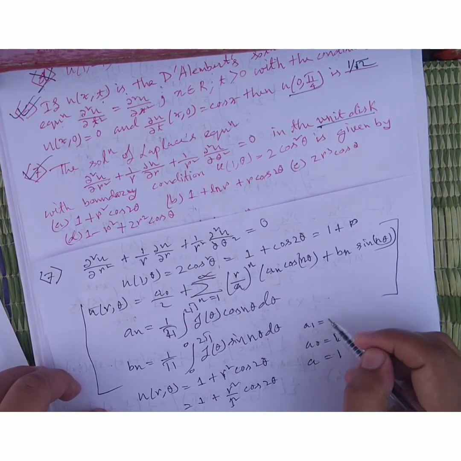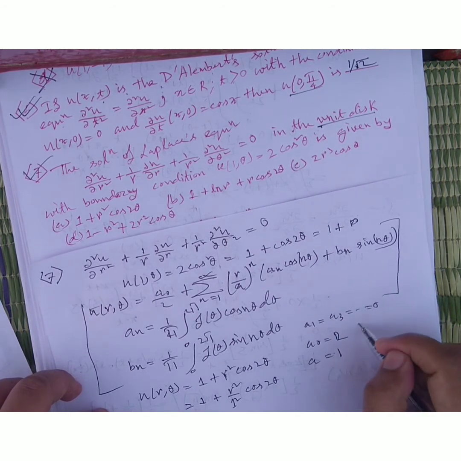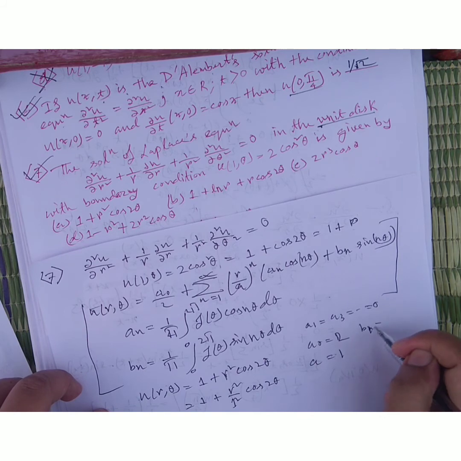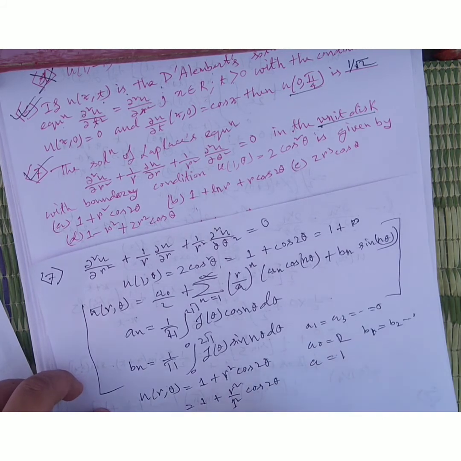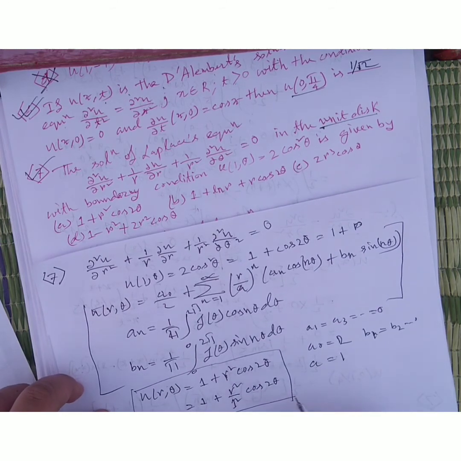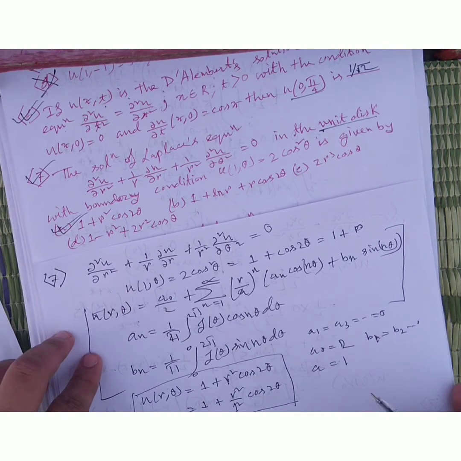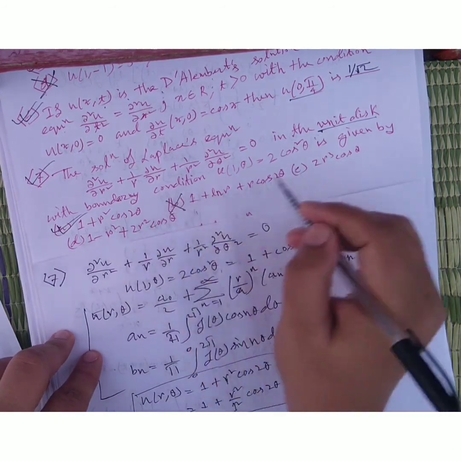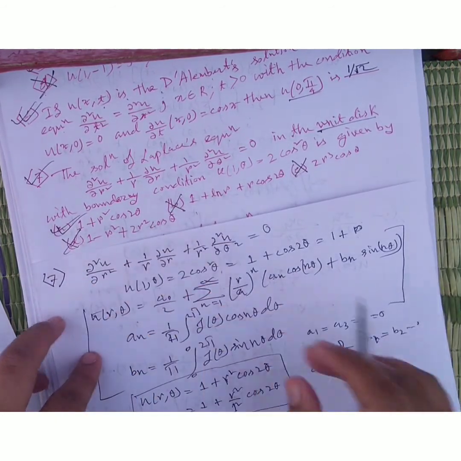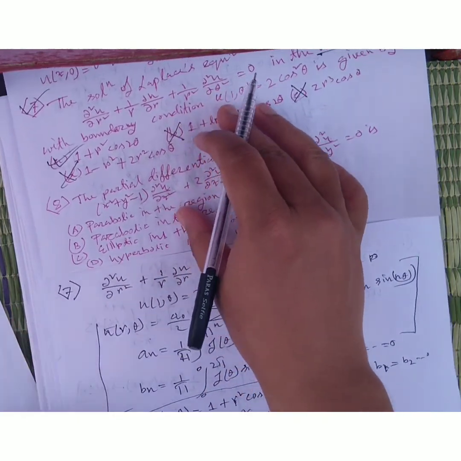and for all the other values of n, a1, a3 and so on are 0, and bn, b1, b2, everything is 0. So the possible answer is u(r, θ) is equal to this, this answer is correct. So this answer is correct, and B is wrong, C is wrong, and D is wrong. So friends, have you understood? I hope that it is clear for you.